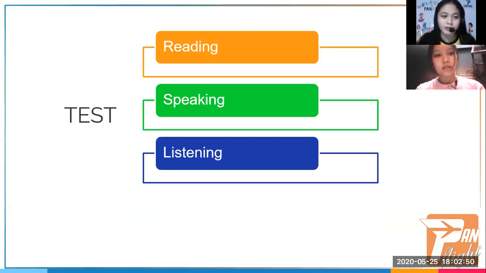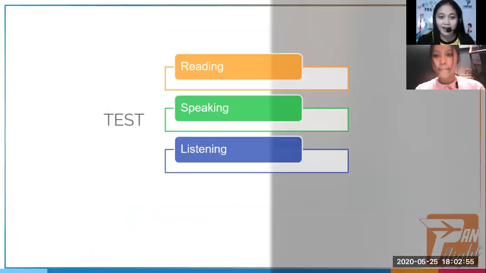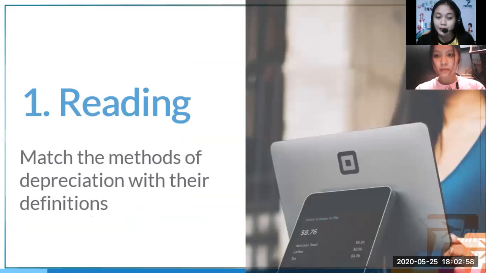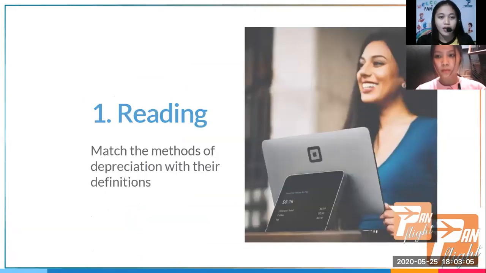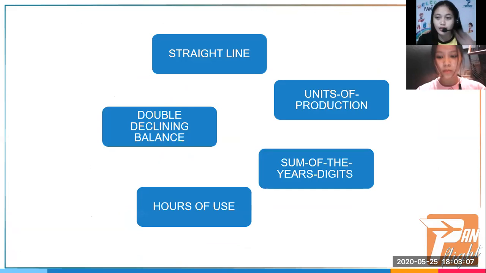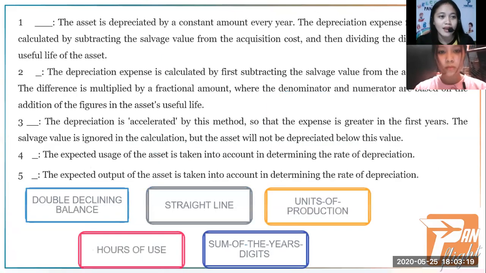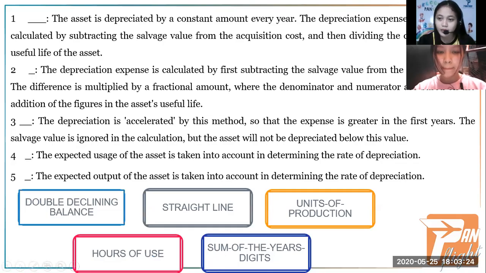We have three types of tests today: the reading, the speaking, and the listening. First, we are having the reading test. It is to match the methods of depreciation with their definitions. Here are the choices: the straight line, the double declining balance, the hours of use, the units of production, and last, the sum of the year's digits. Here are the questions. Can you please read them for me?